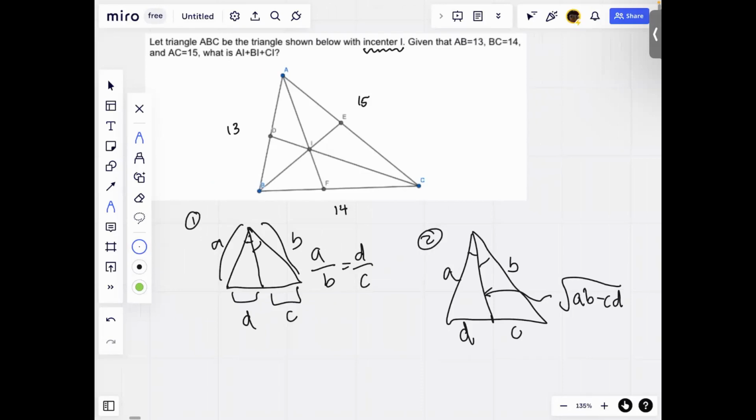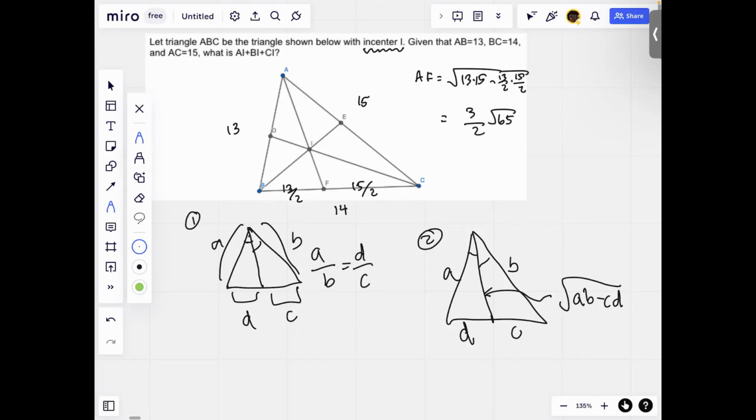From 1, we can get that BF is equal to 13 over 2 and CF is 15 over 2. And then from 2, we can find the length of AF. So AF is equal to the square root of 13 times 15 minus 13 over 2 times 15 over 2. And this is equal to 3 over 2 square root 65.